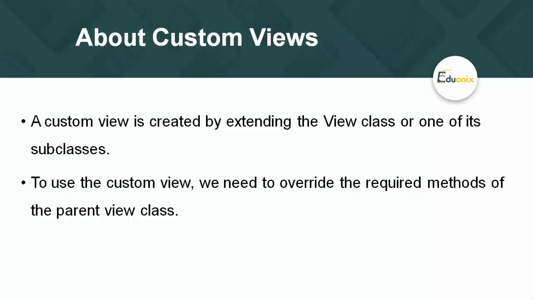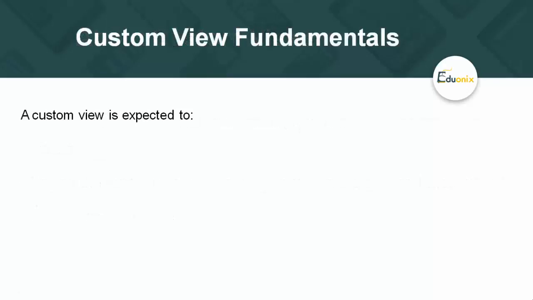A custom view is created by extending the view class or one of its subclasses. To use a custom view, we need to override the required methods of the parent view class. A well-designed custom view is similar to a well-designed class. It encapsulates a specific set of functionality with an easy-to-use interface. The CPU and memory are efficiently utilized.